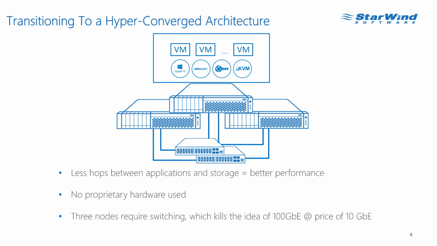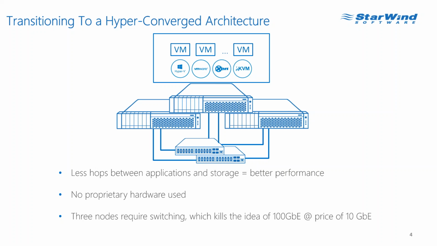But here's the thing with typical hyper-converged deployments. Even though it doesn't use any proprietary hardware, it's really easy to manage. It effectively requires 3 nodes at least, and 3 nodes also require backend switching, which effectively killed the idea of getting 100 gigabit Ethernet performance at the price of 10 gigabit. We already involved switches in the configuration, so there is no fair way of getting 100 gig at the price of 10 here. It's a nice try, but unfortunately it didn't work this way.